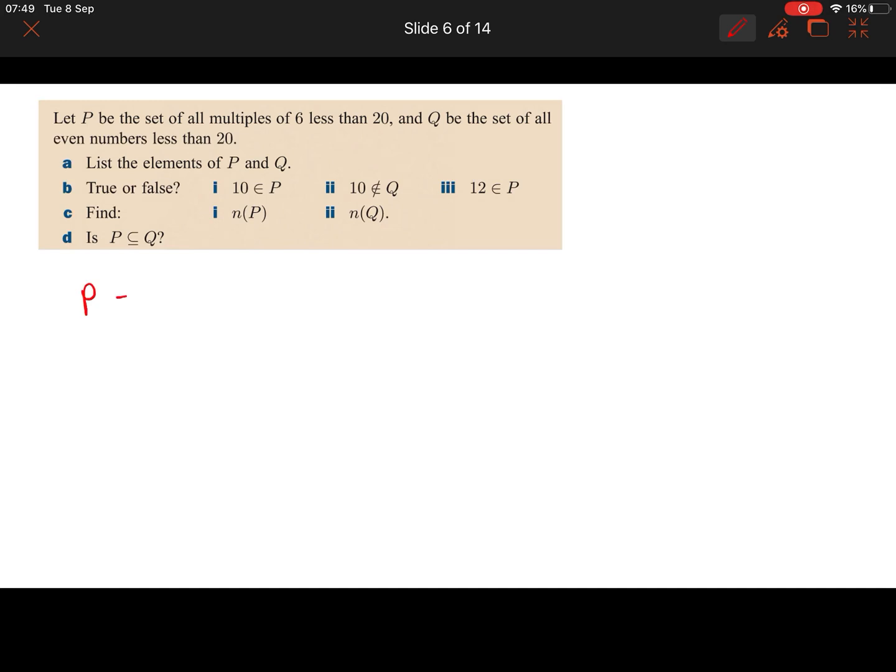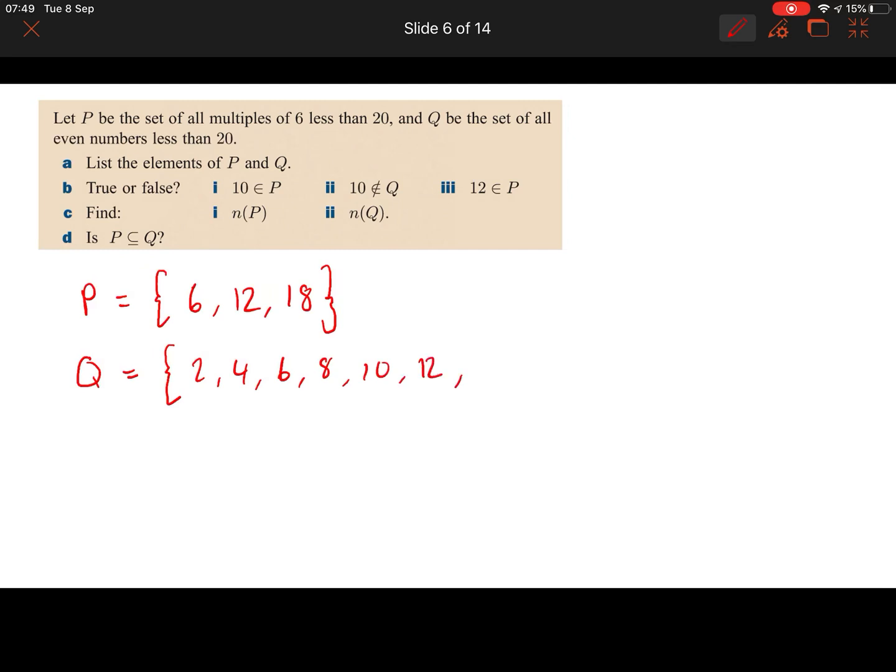Okay, so hopefully you've done that. Let P be the set of all multiples of 6 less than 20, and Q be the set of all even numbers less than 20. So P is equal to multiples of 6 less than 20. I assume that U means all positive numbers, otherwise we could be here all year. So we're going to say 6, 12, 18, and we stop there because otherwise I'm going to go above 20.